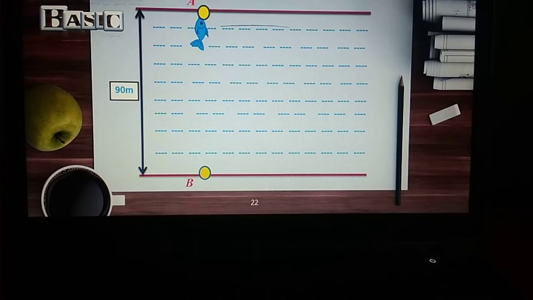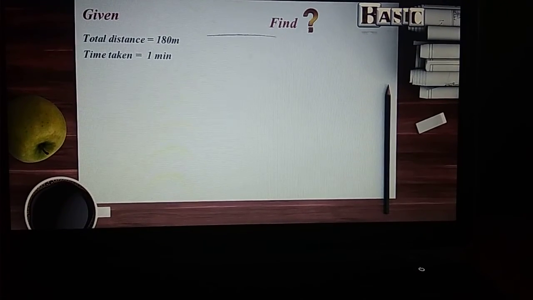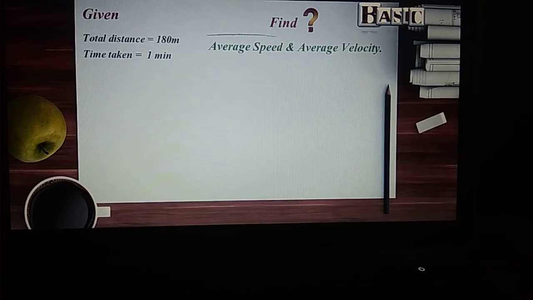Now whenever you have to solve the numericals, you have to apply some short tricks. First of all, you have to mention what is given in the numerical. So in this numerical, we are given the total distance is 180 meter and time taken is 1 minute. Then you have to write what is to be found. Here we have to find average speed and average velocity. Now you have to correlate these two things, which is given and which we have to find. Then you have to use your mind and then try.